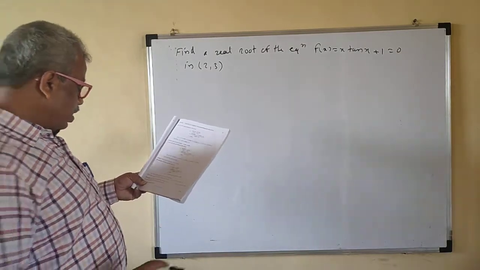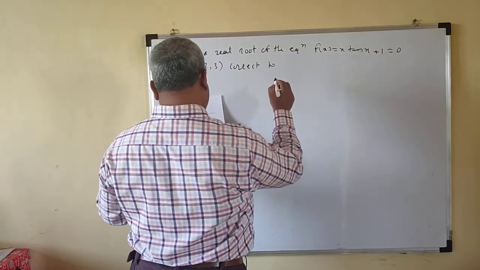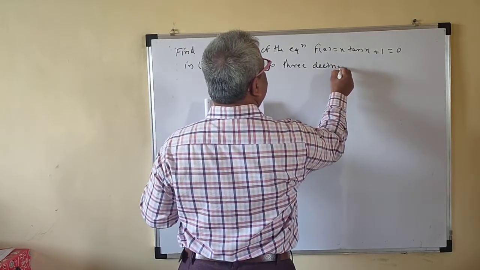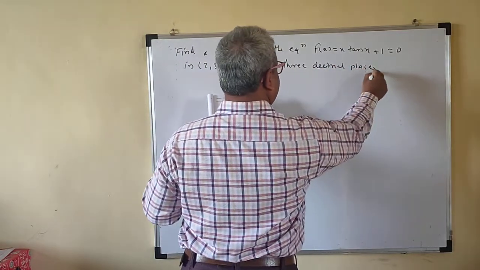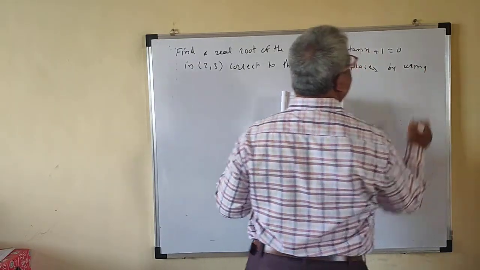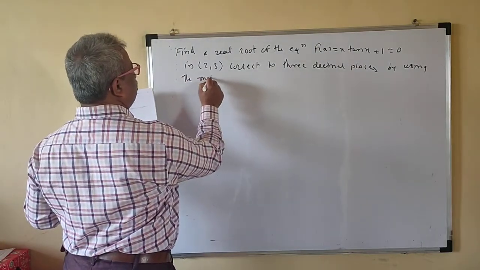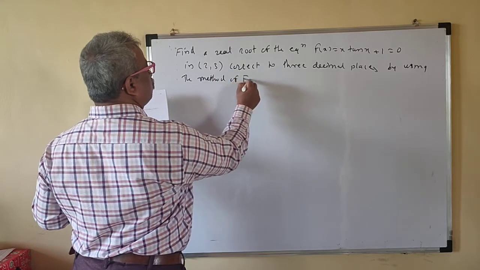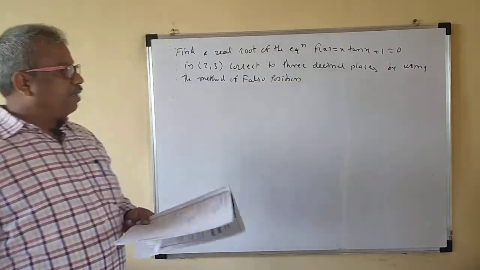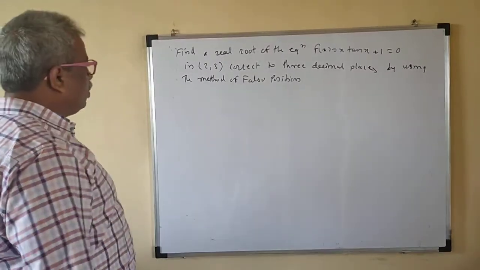Correct to 3 decimal places by using, in the exam the method will be explained to you, the method of false position. In the exam the method will be provided to you. If the method is not given, many problems will arise.